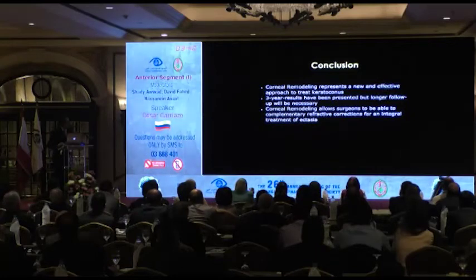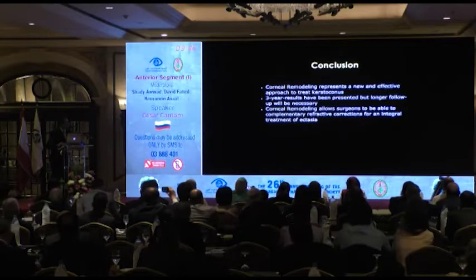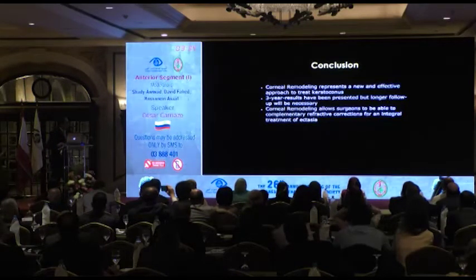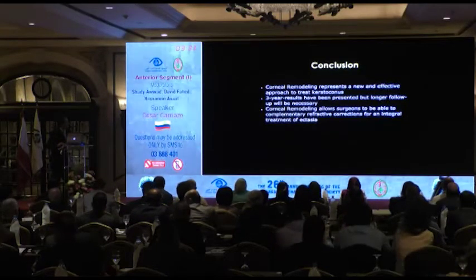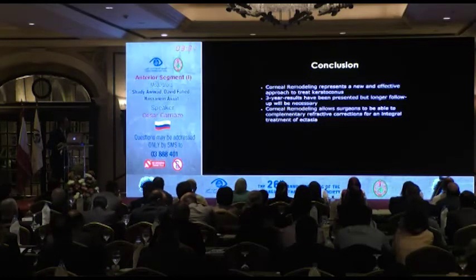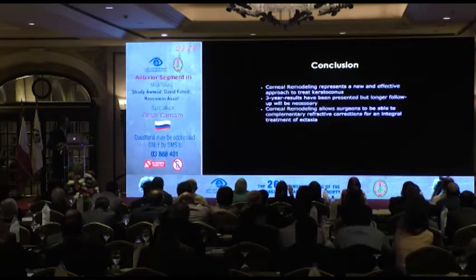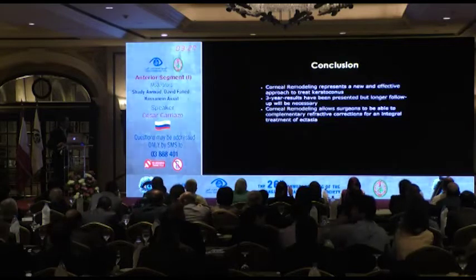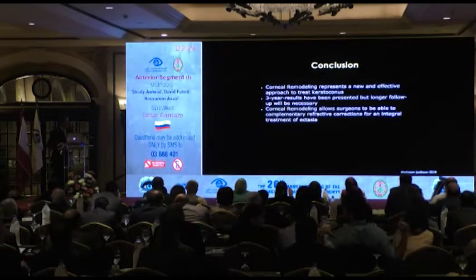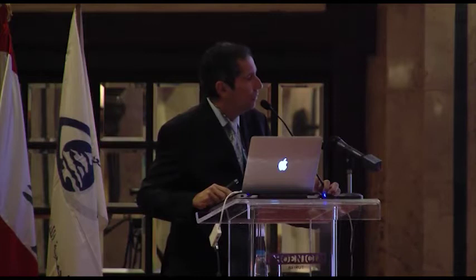Corneal remodeling represents a new and effective approach to treat keratoconus. Three years of results have been presented, but longer follow-up will be necessary. Corneal remodeling allows surgeons to complement target refractive correction for an integral treatment of ectasia.